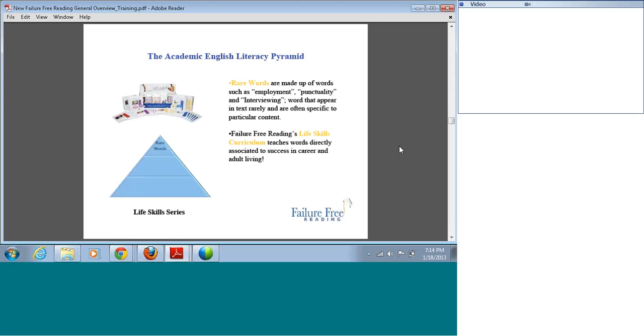So Failure-Free Reading has created the Life Skills curriculum, and this curriculum teaches words directly associated to success in career and adult living. The Life Skills program is broken down into different life skill categories. The first one is going to be independent living. It's the blue level. It's going to talk about getting a job, getting an apartment, looking for an apartment in the newspaper, having lunch with a friend, doing some of those things that young adults do.